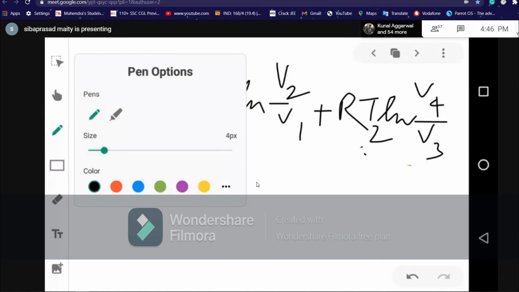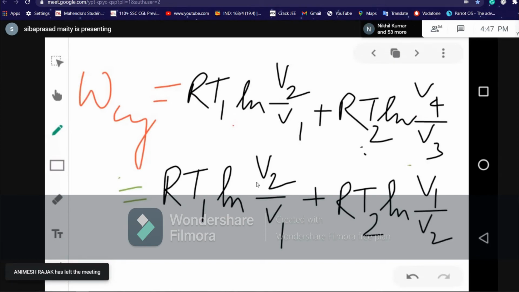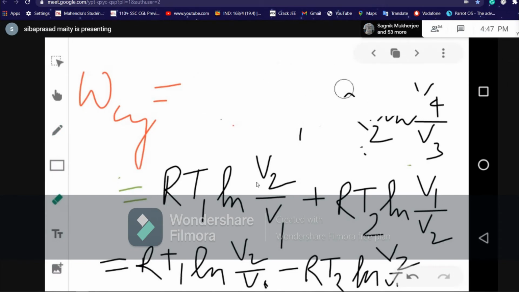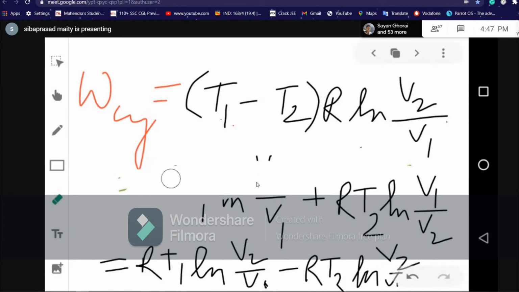Thus, we have RT1 ln V2 by V1 minus RT2 ln V2 by V1, isn't it? Thus, T1 minus T2 R ln V2 by V1. Can you write it? So this is the total amount of work what we can get.